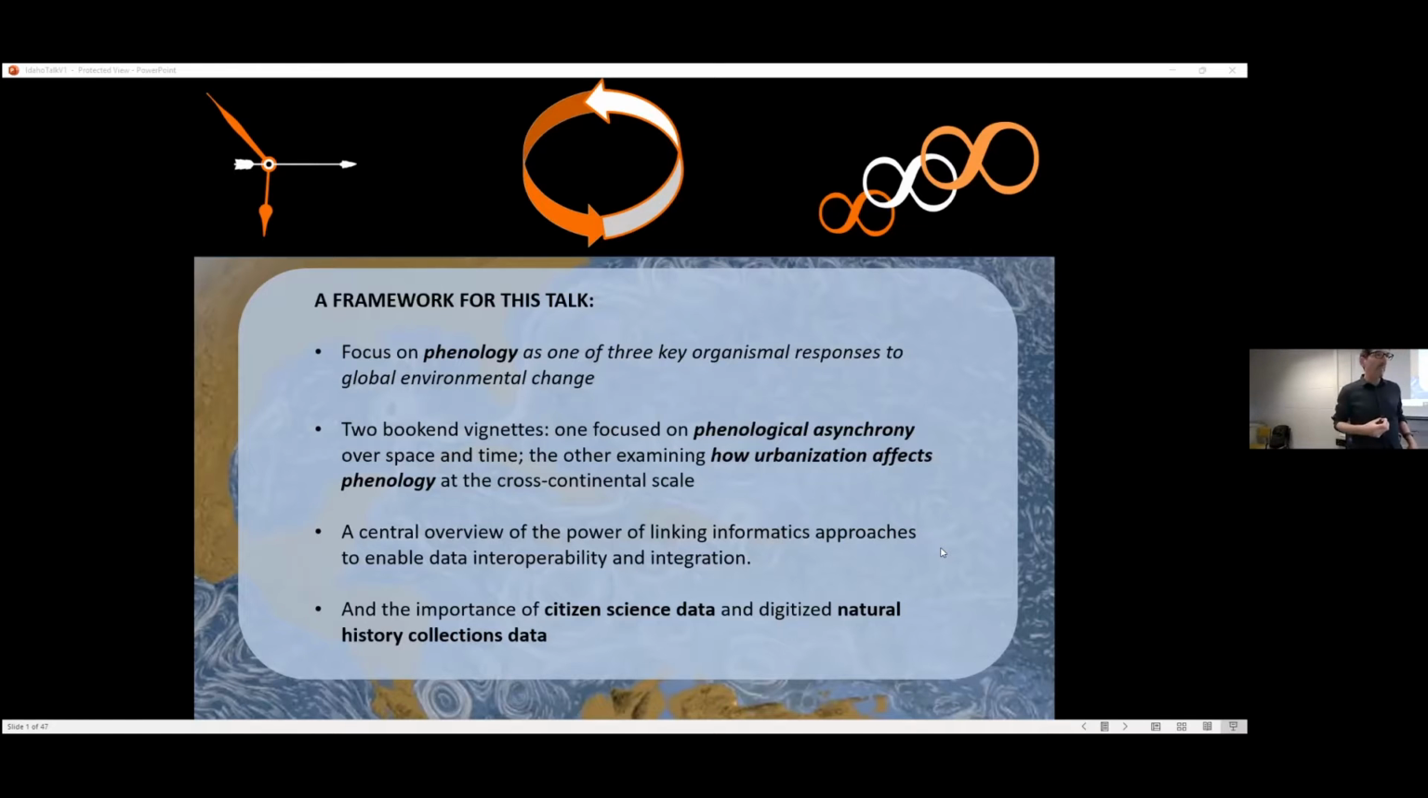And so we'll cover a little bit about this in a tritrophic kind of framework where we'll talk about vegetation phenology, insect phenology, and bird arrival patterns and migratory movements. And then for the vignette at the end, I'm going to talk more about using large-scale phenological data that are built through infrastructural advancements to assemble phenological data to ask questions that are more about species and their responses to change. And we're going to really focus on how urbanization and climate together impact phenology at wide cross-continental scales. And these are bookend vignettes.